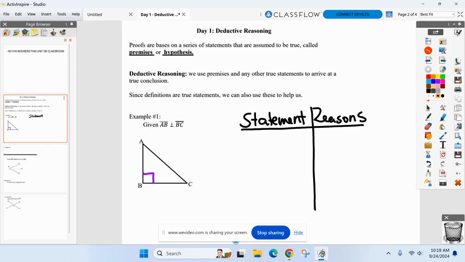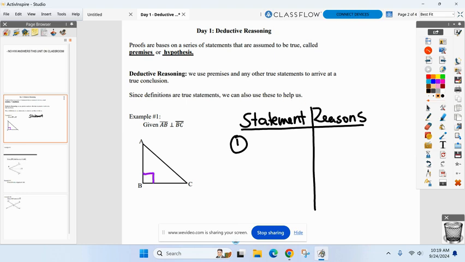Whatever you write in the statement column must be true. And then over here, why it's true. Okay, everyone good? Anything you write in the statements has to be true, and then over here, you're going to back yourself up. Tell me why it's true. First statement I always want you to write is the given, because that's always true. Whatever information I supply you will always be true.